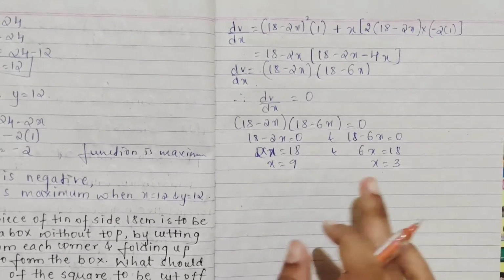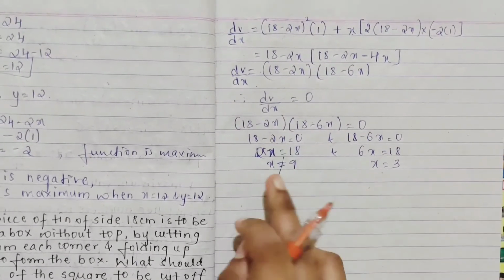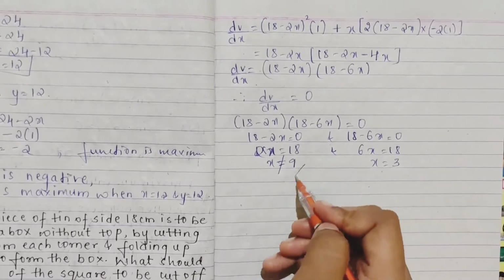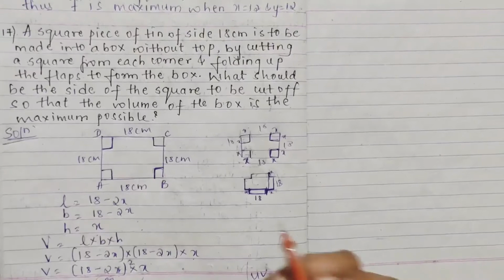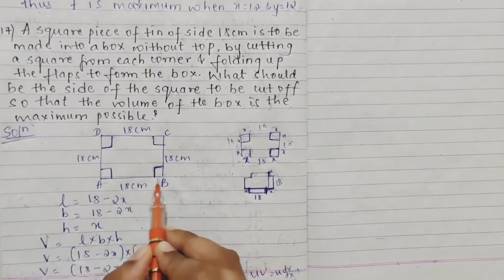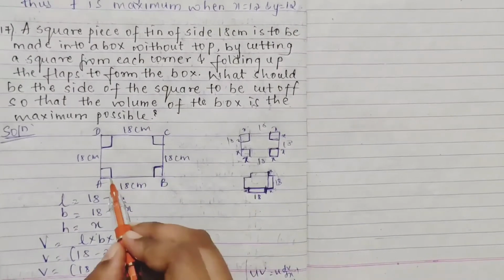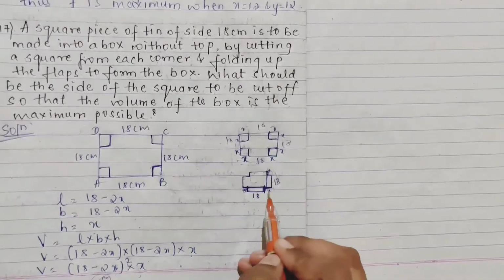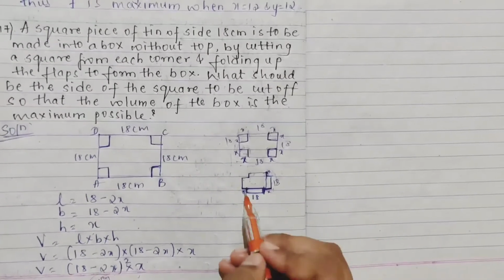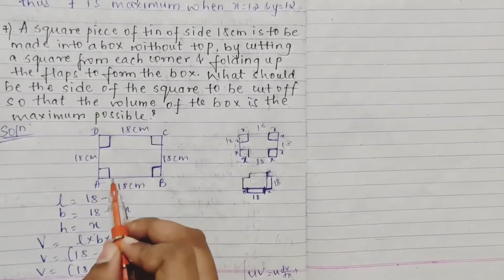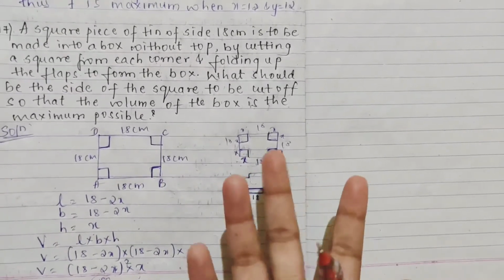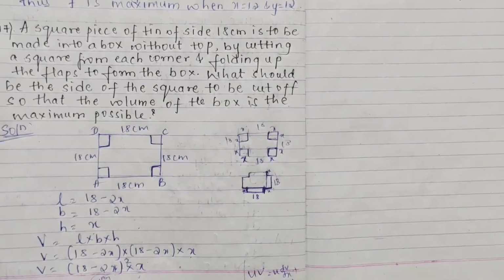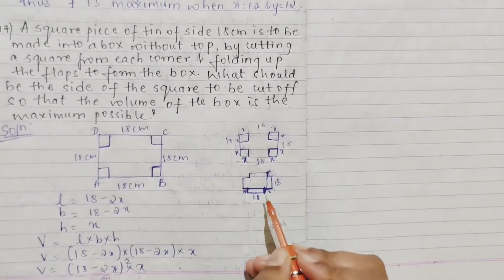Now you see, in this I'll reject the 9 one. I don't want x equal to 9. Why am I rejecting it? You see, the whole paper length is 18, right? If I cut 9, what will be remaining in the middle? Nothing, right? Because 9 plus 9 is 18 only. So I'm not taking 9 and I'm taking 3.